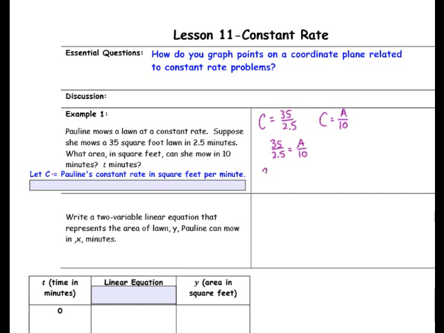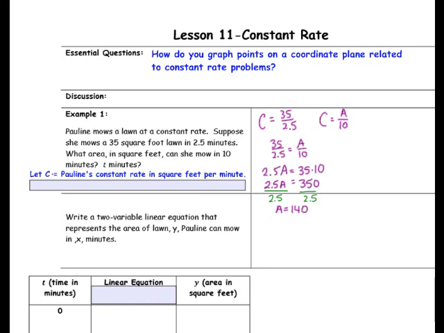That gives us 2.5a is equal to 35 times 10. Simplify the left side. Nothing to simplify. 2.5a. Simplify the right side. 35 times 10 is 350. To solve for a, divide by the coefficient of a. Divide by 2.5 on both sides of the equation. When you simplify, we find a to be equal to 140.